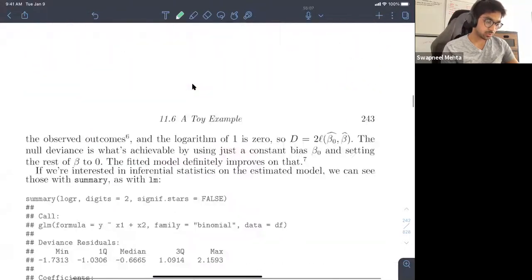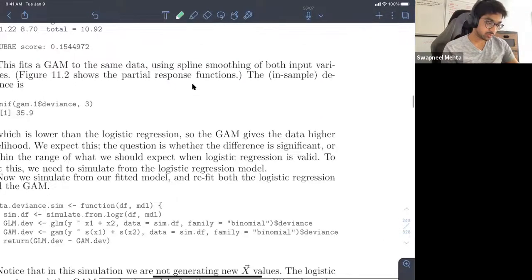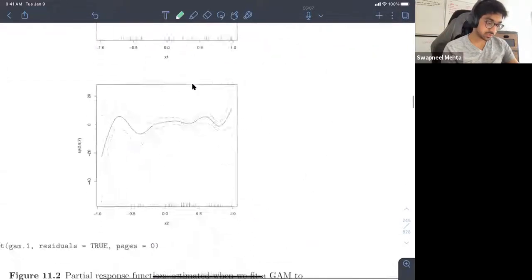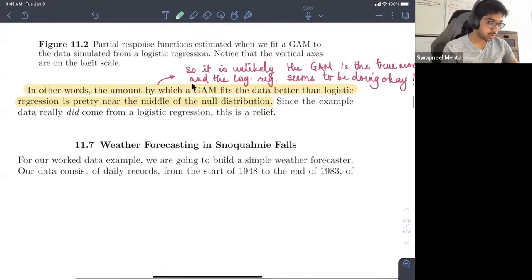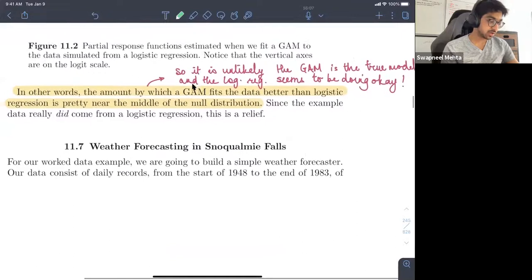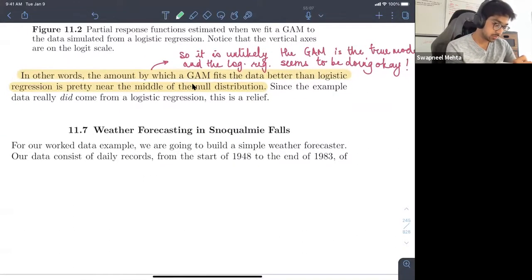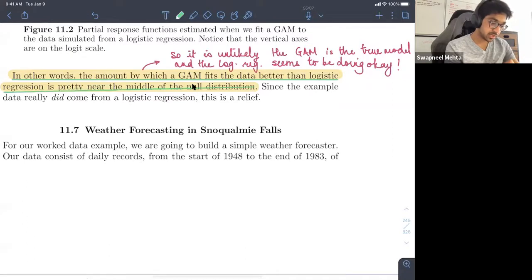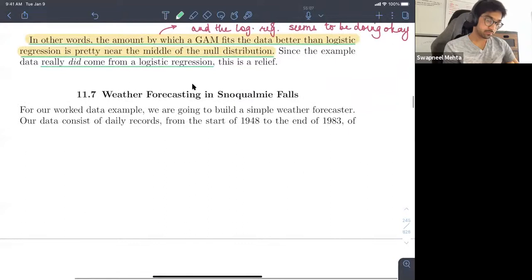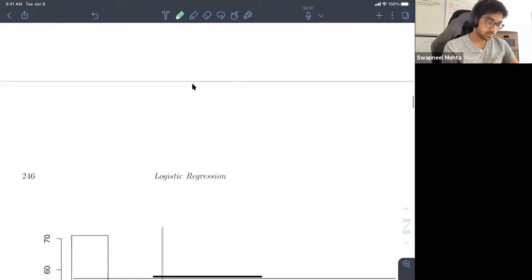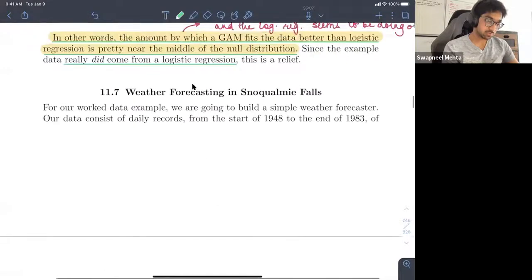I don't think I want to say anything more about that. This is the example, and this is the code for it. It's really nice. If any of you are interested in R, I'm happy to do a tutorial. I don't know a lot of R, but I know a bit. The takeaway is basically that in this experiment, the amount by which a GAM fits the data better than logistic regression is pretty near the middle of the null distribution. So it really did come from a logistic regression.